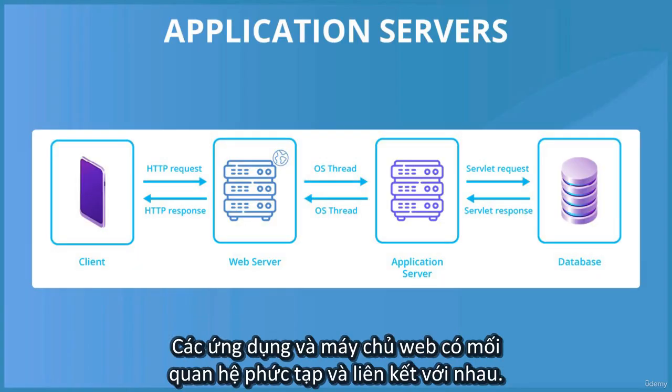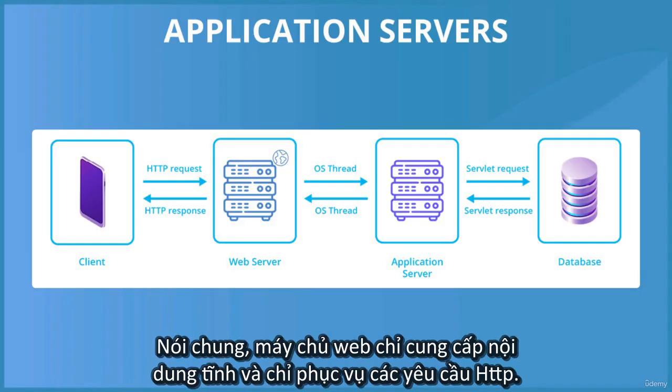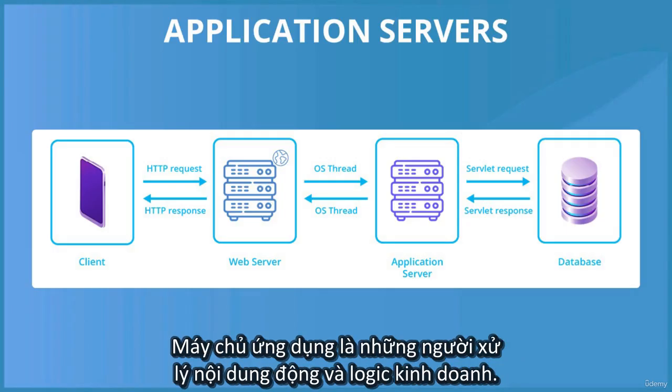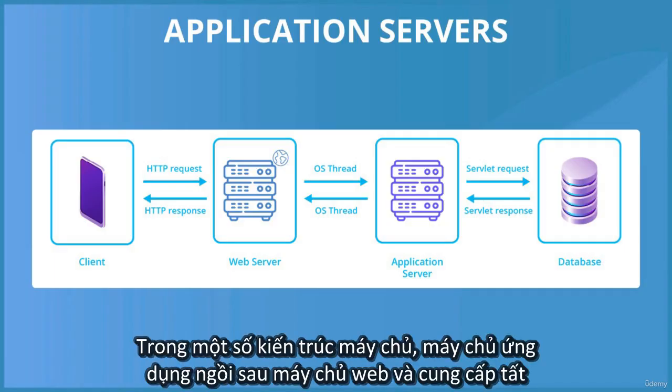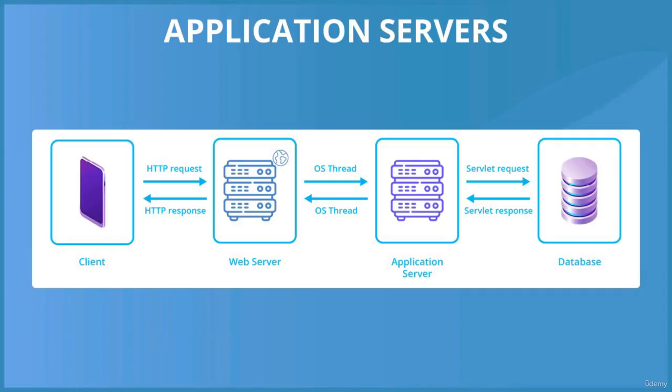Applications and web servers have complex and connected relationships. Generally speaking, though, web servers provide only static content and serve only HTTP requests. It's the application servers that handle dynamic content and business logic. In some server architectures, application servers sit behind web servers and provide all the dynamic content whenever it's requested, as the earlier graphic showed you.